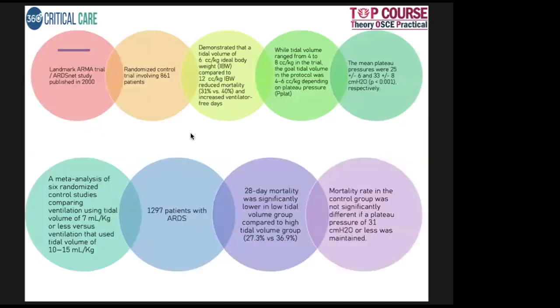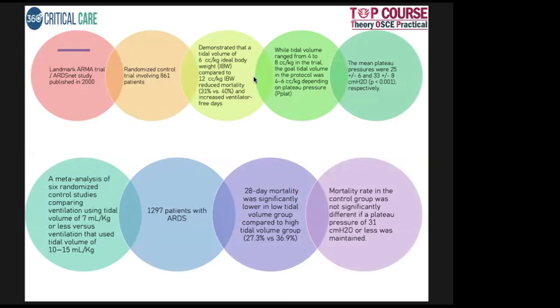So there are landmark trials when it comes to lung protective ventilation with low tidal volume. The one in 2000, which is also called the ARMA trial or ARDSNet study, was a randomized control trial involving around 861 patients, where they demonstrated that a tidal volume of 6 ml per kg ideal body weight when compared with 12 ml per kg ideal body weight reduced the mortality and increased the ventilator free days.